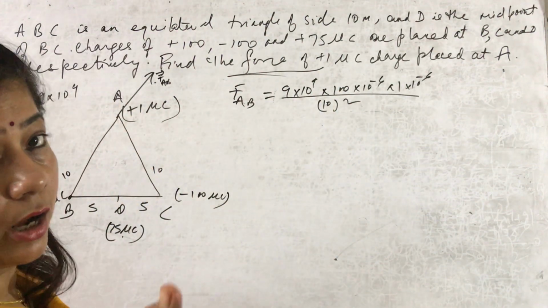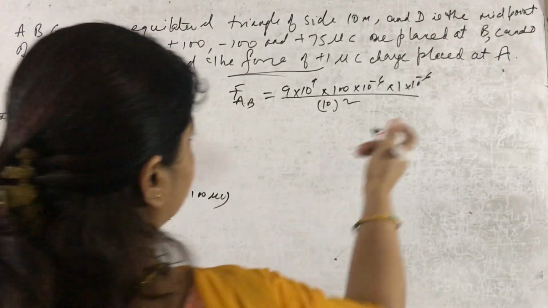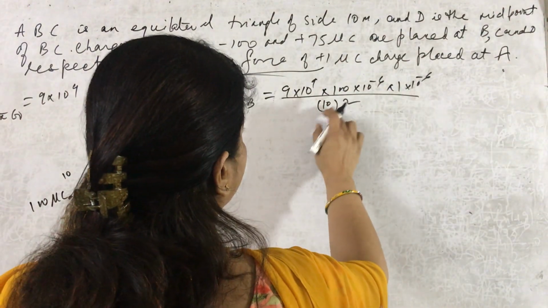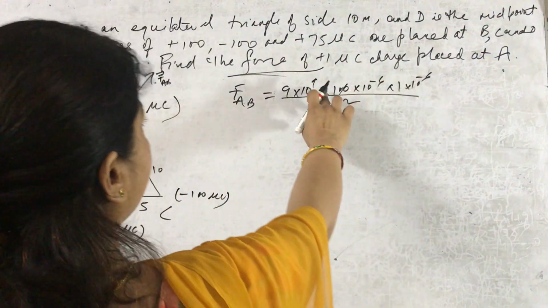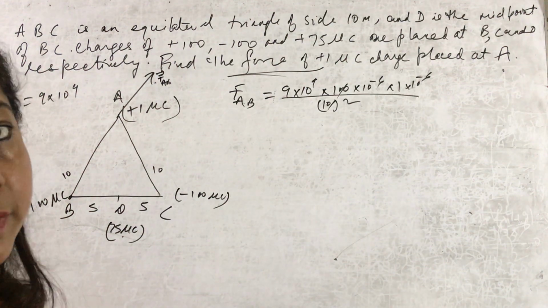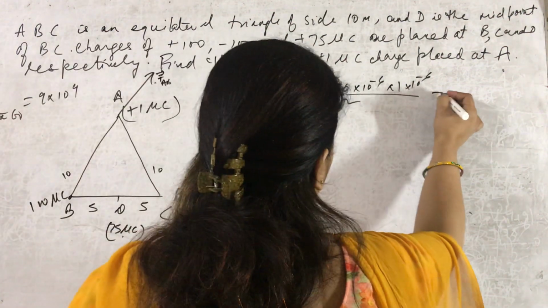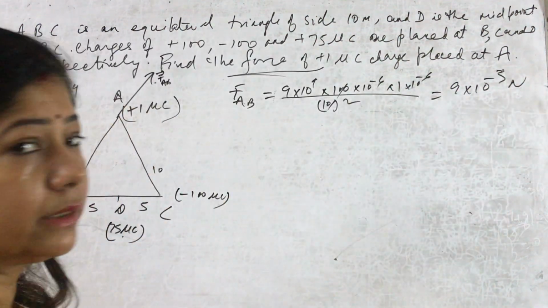10 whole square is 100, and the 100 cancels. Try to make your steps as easy and simple as possible. So this is 10 to the power minus 12 and this is 10 to the power 9. Minus 12 plus 9 becomes minus 3. So here you get 9 into 10 to the power minus 3 Newton.